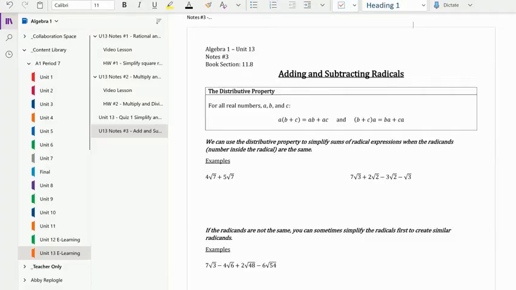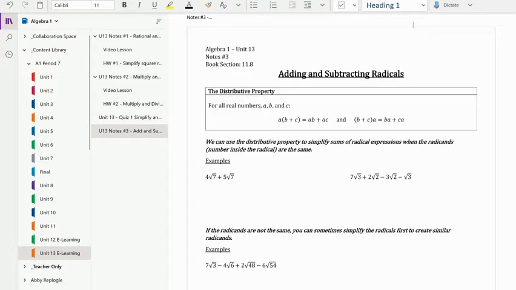Okay, we're back to some more radicals this week. Last week we looked at how to simplify a radical and then also how to do some multiplying and dividing with radicals. You had a quiz over that stuff last week, and your graded quizzes are in OneNote. So make sure you go check out your grade on those, look at your mistakes.